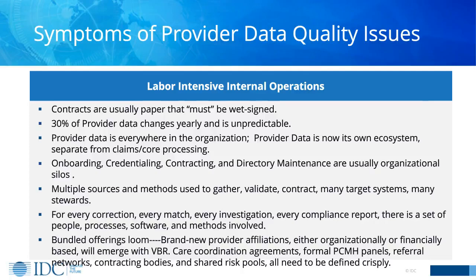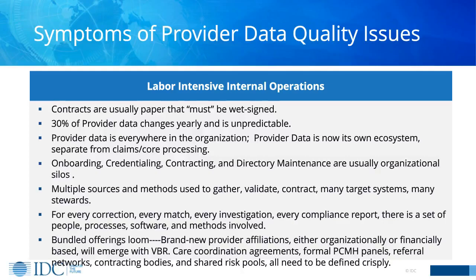And again, you have to have a core set of base data that's accurate so you can put these pieces together to build the bundle. Either organizationally or financially, you're going to have a different kind of affiliation than you did before with value-based care. Add to that all the care coordination agreements, the formal PCMH panels, the referral networks, the contracting bodies, the shared risk pools. All of this has to be put together, and the only way you can do that is if your base data is accurate. So that pretty much talks about the symptoms of quality.